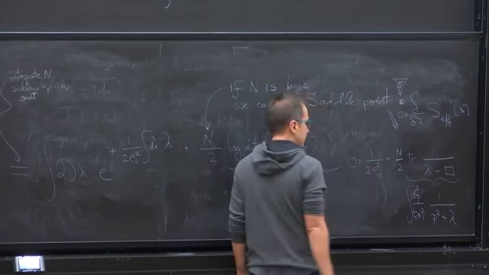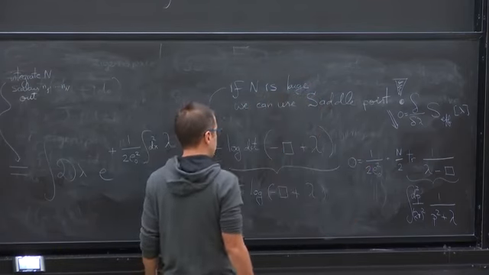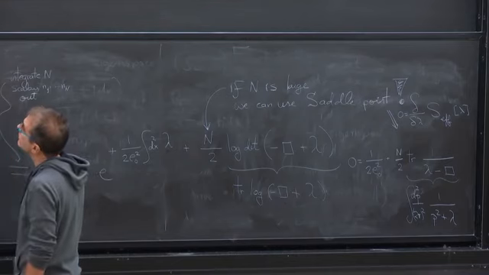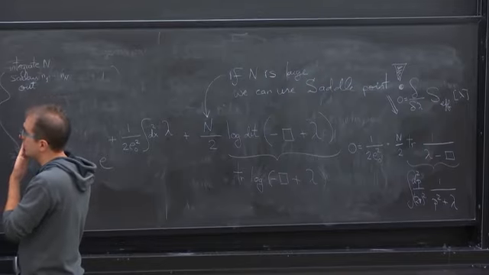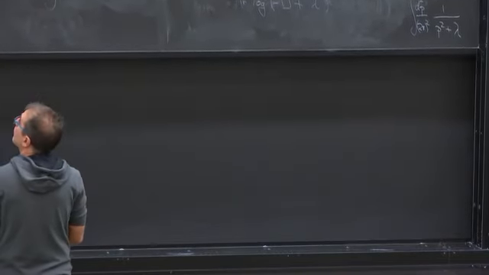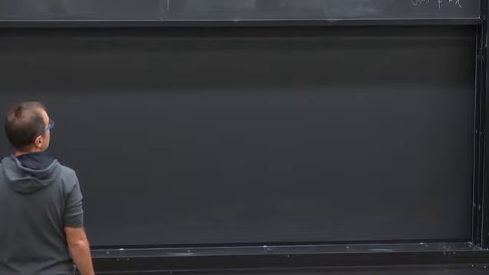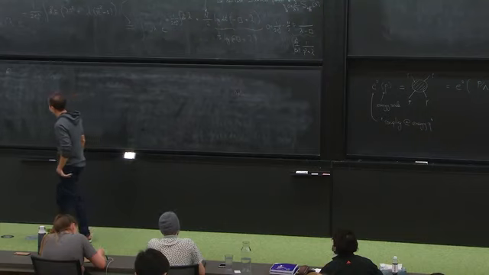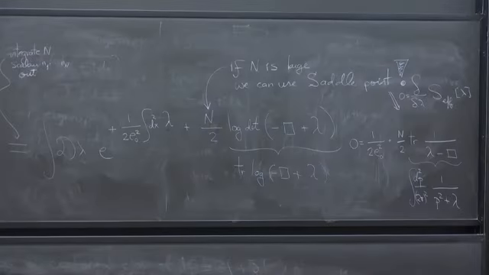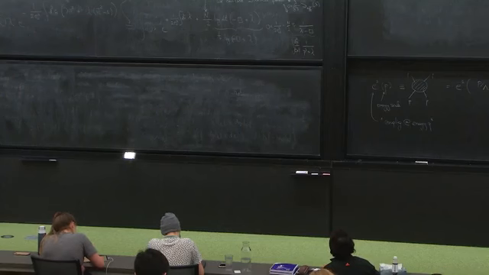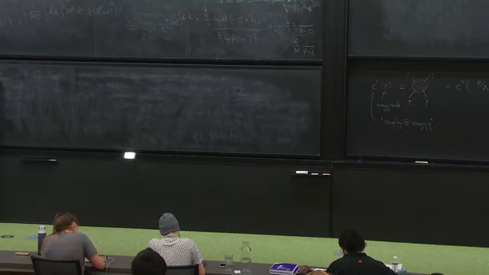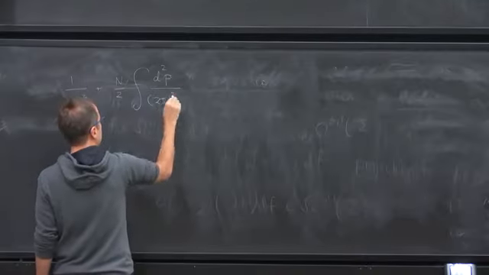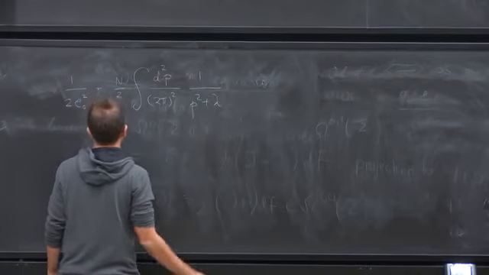This is equal to 0. And therefore, we would conclude that we would get some equation for our lambda that would be 1 over 2 E0 square plus n over 2 integral d2p over (2 pi) square 1 over p square plus lambda equal to 0.